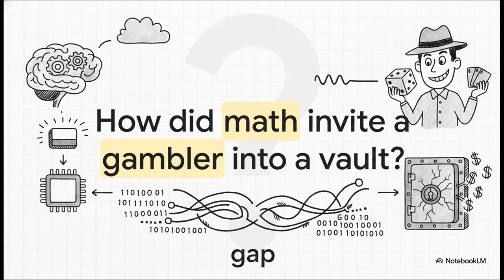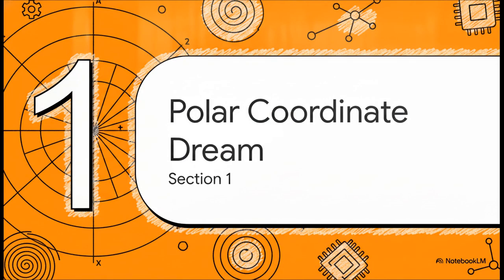But there is actually a massive, gaping chasm between our abstract intent in the cloud and the actual physical machines executing the code. And today, we're gonna see exactly how trying to bridge that gap nearly broke a highly advanced financial protocol. Section 1. The Polar Coordinate Dream.